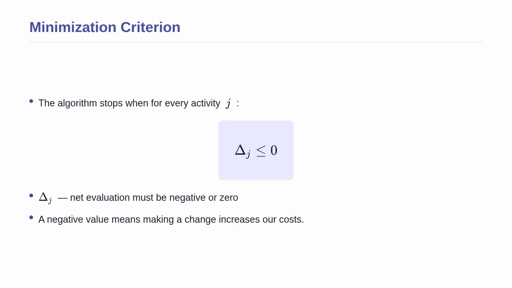Conceptually, it is the exact opposite of our previous rule. It states that the net evaluation delta sub j must be less than or equal to 0 for all activities. Remember, delta sub j is what we lose minus what we gain. In a cost context, if delta sub j is negative, it means introducing the activity adds more cost than it saves. If this value decreases further into the negatives, the cost penalty becomes even worse. Therefore, when all values are 0 or negative, we stop.